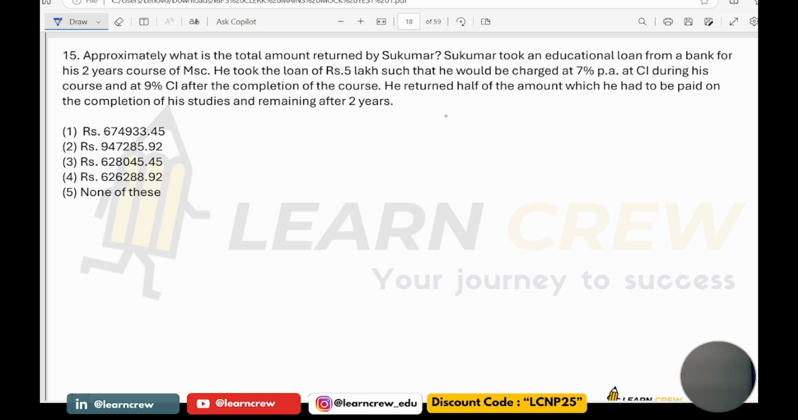So if you see here, on 5 lakh, 107 by 100 whole square is equal to how much? 572450, the total amount. He returned how much? 286,225, half of that.